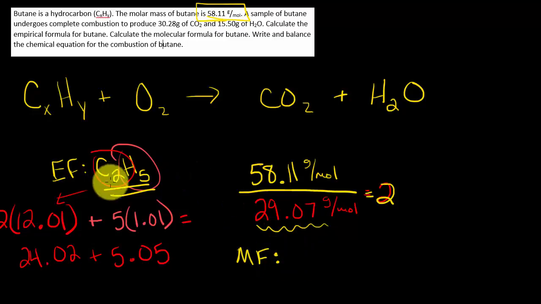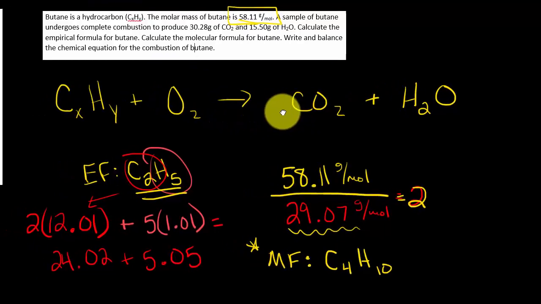So in the empirical formula, we had 2 carbons, so in the molecular, we will have 4. In the empirical formula, we had 5 hydrogens, so in the molecular, we will have 10. This is the molecular formula for butane. It is what butane is. It specifies the actual number of atoms in butane.